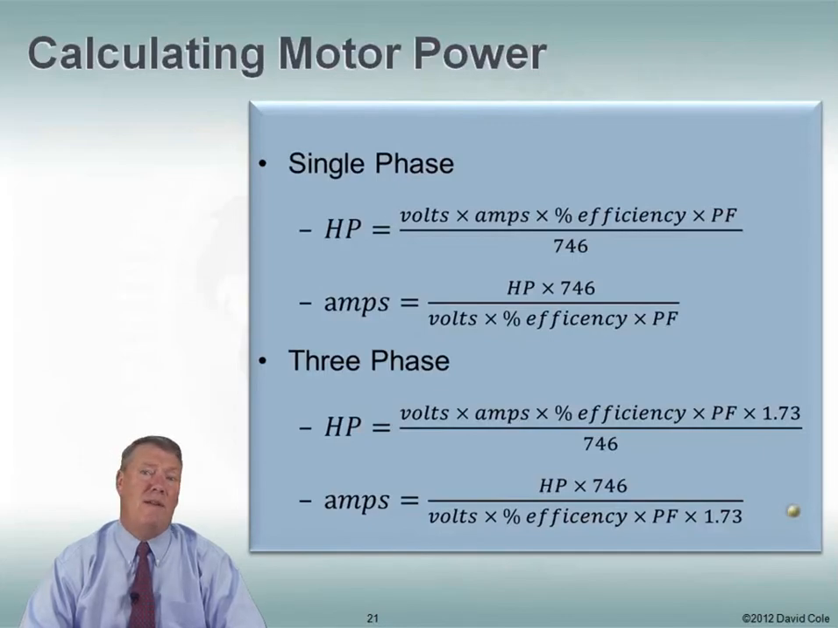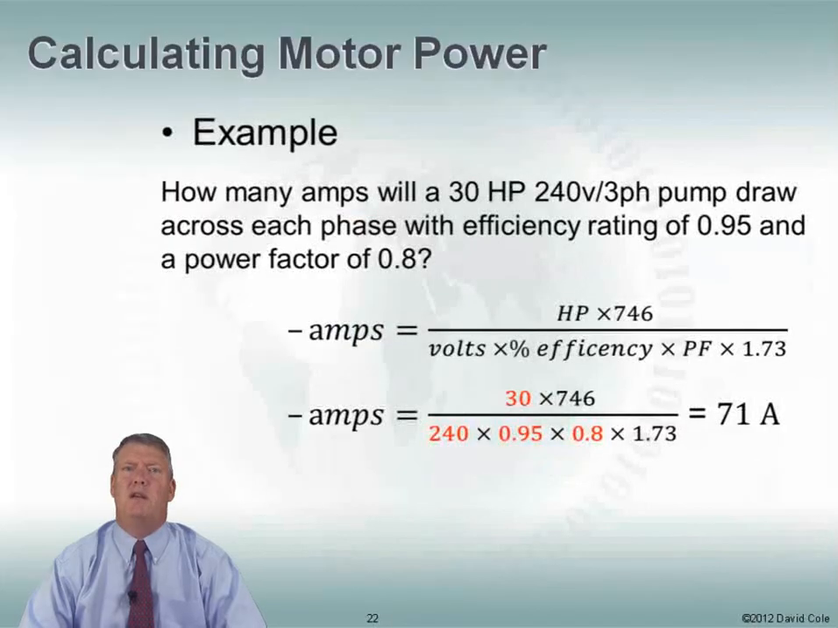Exact same thing on three-phase, except you see wherever power factor is, that PF, I'm going to multiply by 1.73, right? It's that difference between single phase and three-phase. So let's look at a real example so we can see how this would play in real life. If I want to know how many amps a 30 horsepower, 240 volt, three-phase pump will draw, my pump has an efficiency rating of 0.95 and I have a power factor of 0.8. All I'm going to do is plug those values in, right?